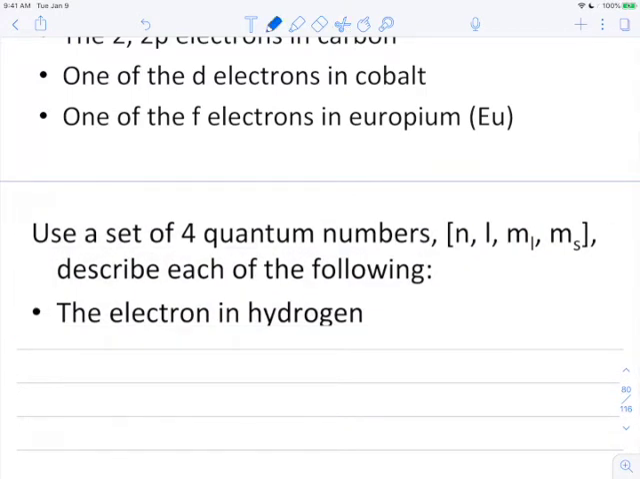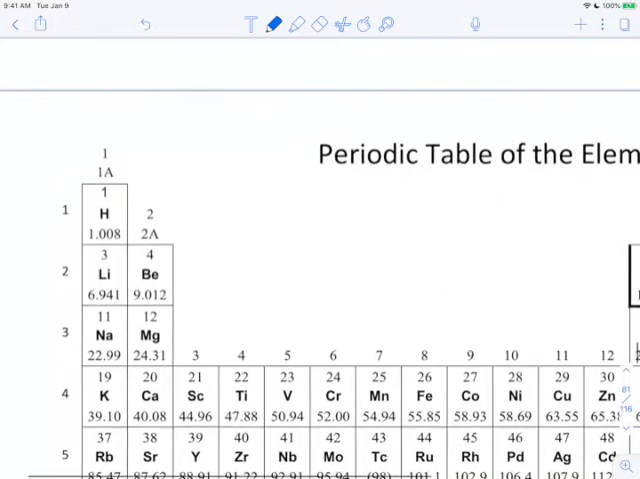All right, so the first thing we're going to need is the electron configuration for hydrogen. So I'm going to go over to our periodic table. And here's our hydrogen. In the first row, it's in the S block. And there's 1 electron, so we're going to call it 1s1.